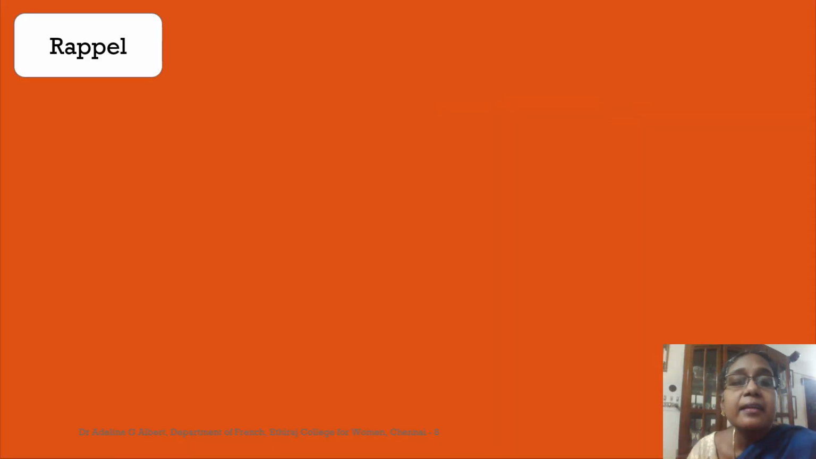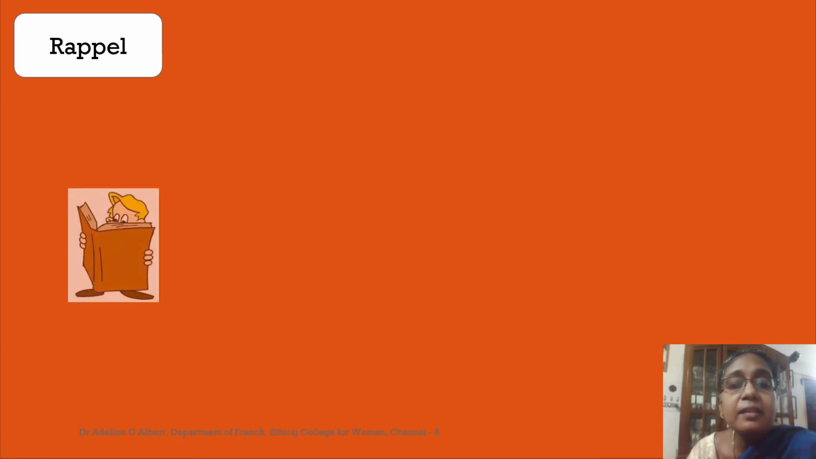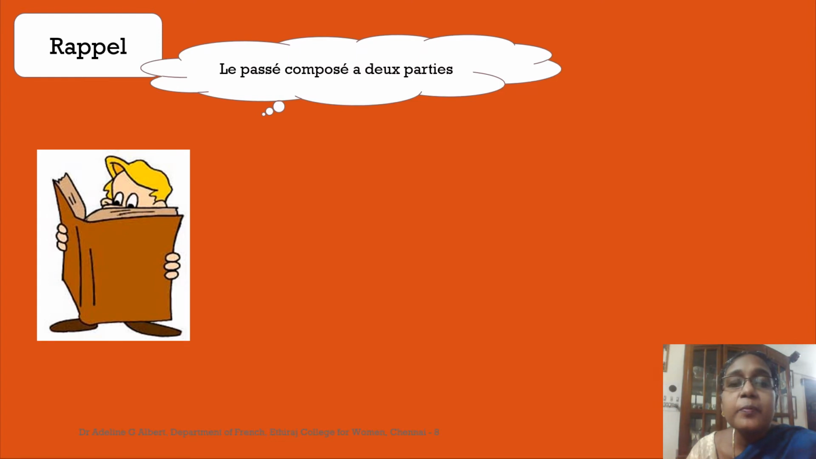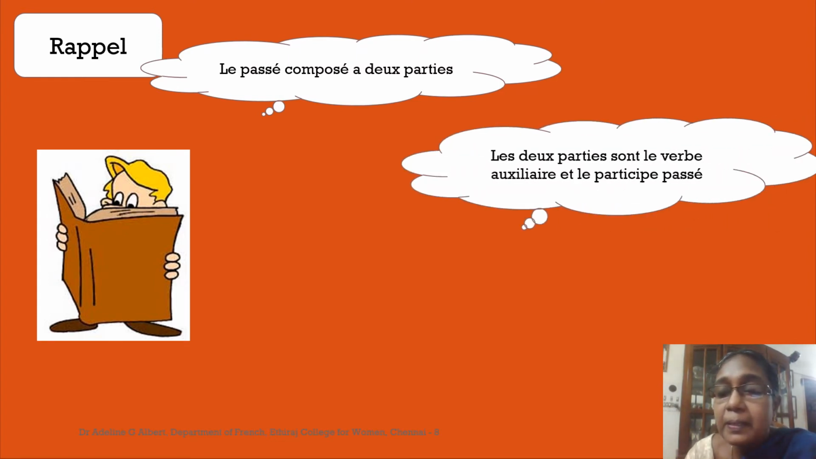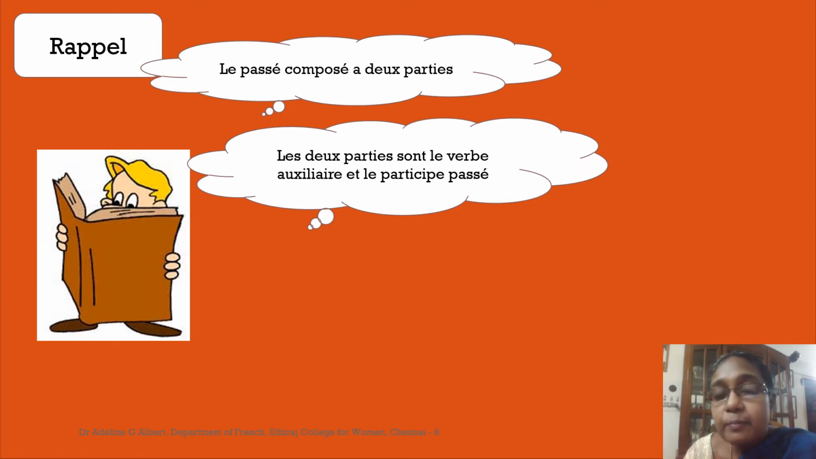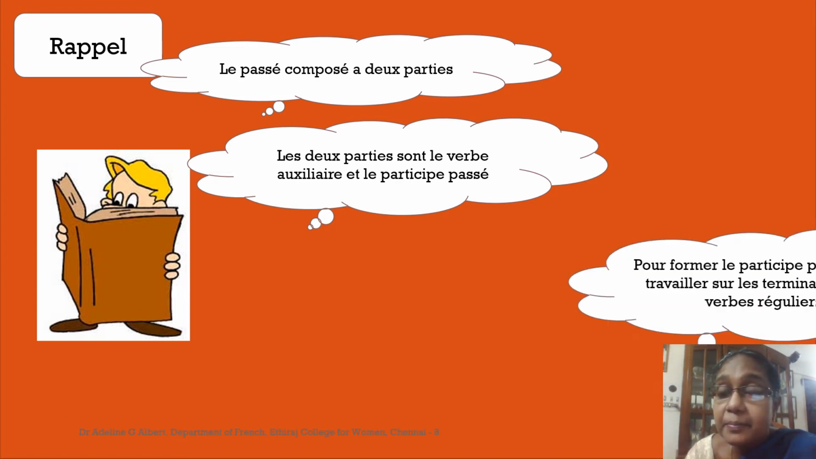Alright? Now, rappel means reminder. Let's remember what we've learned till now. The first thing we have to remember is le passé composé a deux parties. The past tense has two parts. Les deux parties sont le verbe auxiliaire et le participe passé. The passé composé has two parts, the auxiliary verb and the past participle.